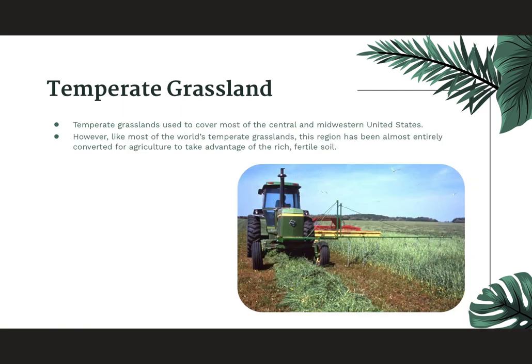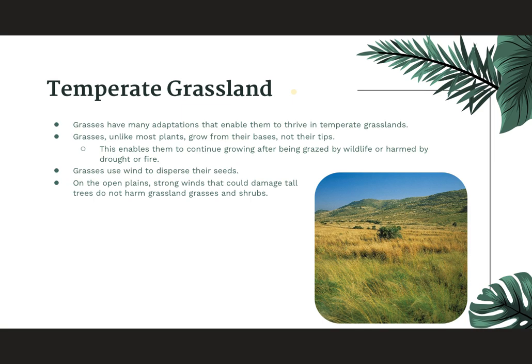So temperate grasslands also cover most of central and the Midwestern United States. However, like most of the world's temperate grasslands, these regions have been almost entirely converted for agriculture to take advantage of the rich, fertile soil. Grasses have many adaptations to enable them to thrive in the temperate grasslands.